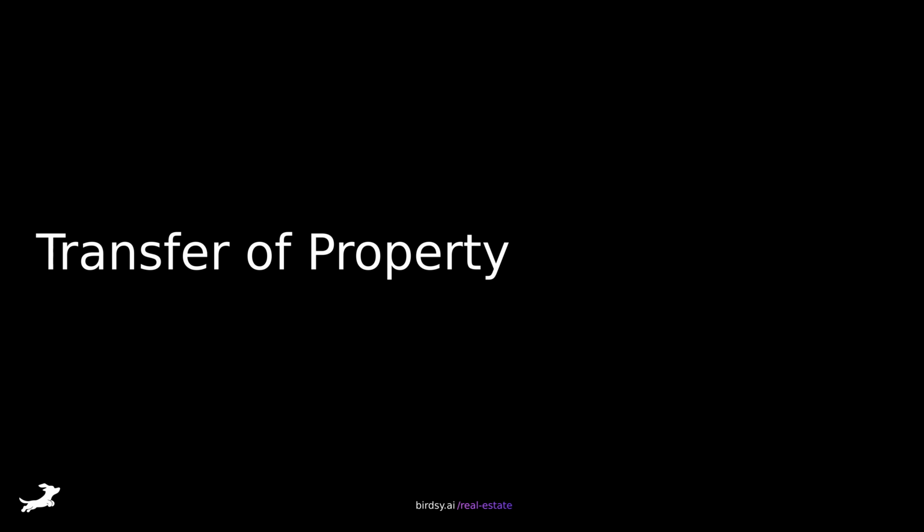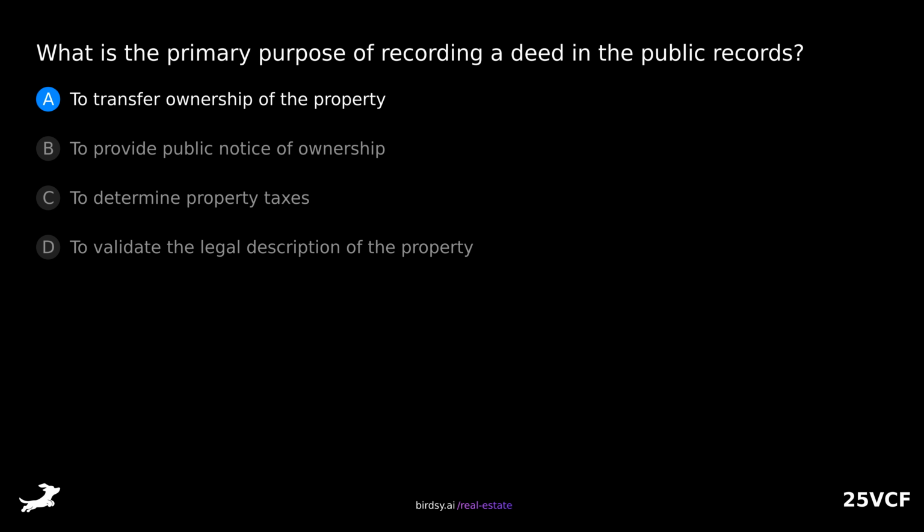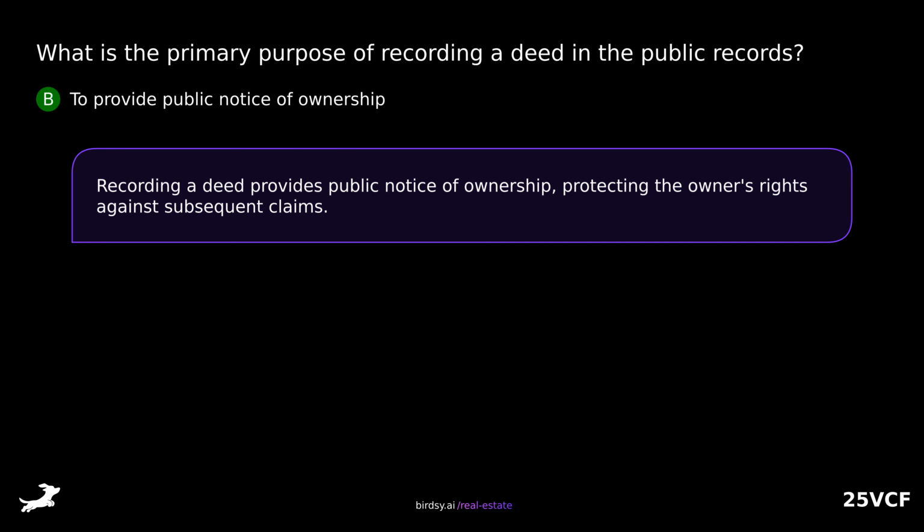Transfer of property. What is the primary purpose of recording a deed in the public records? Is it A, to transfer ownership of the property, B, to provide public notice of ownership, C, to determine property taxes, or D, to validate the legal description of the property? The answer is B, to provide public notice of ownership. Recording a deed provides public notice of ownership, protecting the owner's rights against subsequent claims.